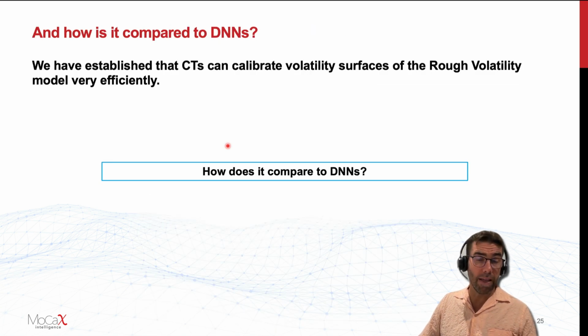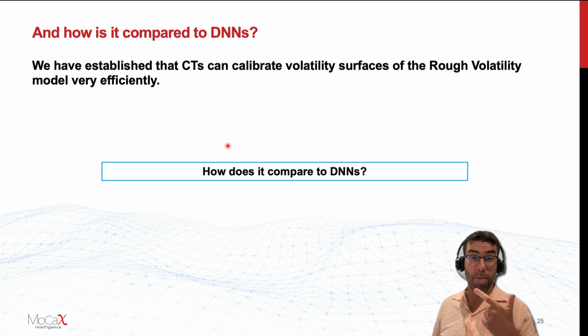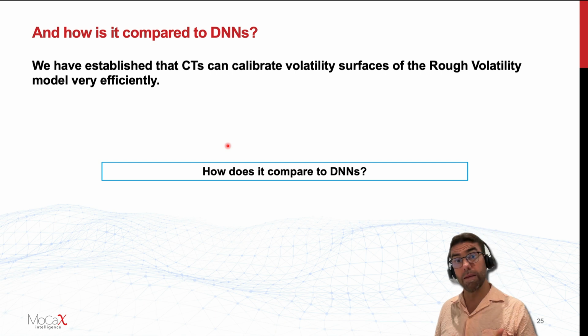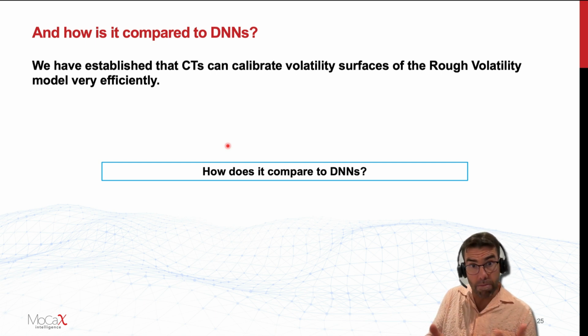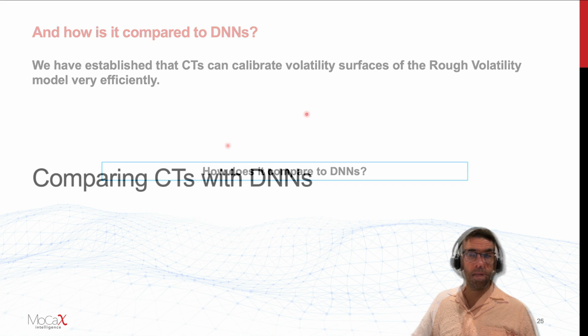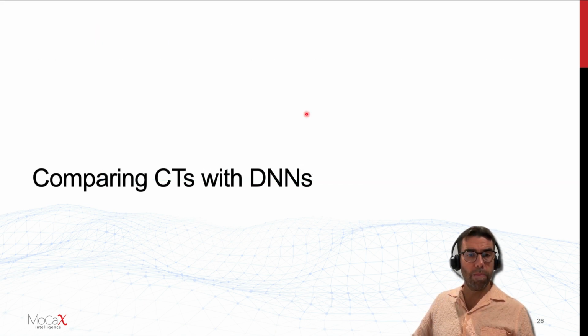Now, the second question that we have is, how does this compare to DNNs? We have established that Chebyshev tensors can be very nicely used in order to calibrate a volatility surface, because they have the same accuracy as the model itself, and they are much faster, between 10 and 100 times faster than the model itself. How do these results compare to the same framework, but using DNNs instead of Chebyshev tensors? And finally, let's compare then the results with Chebyshev tensors with DNNs.